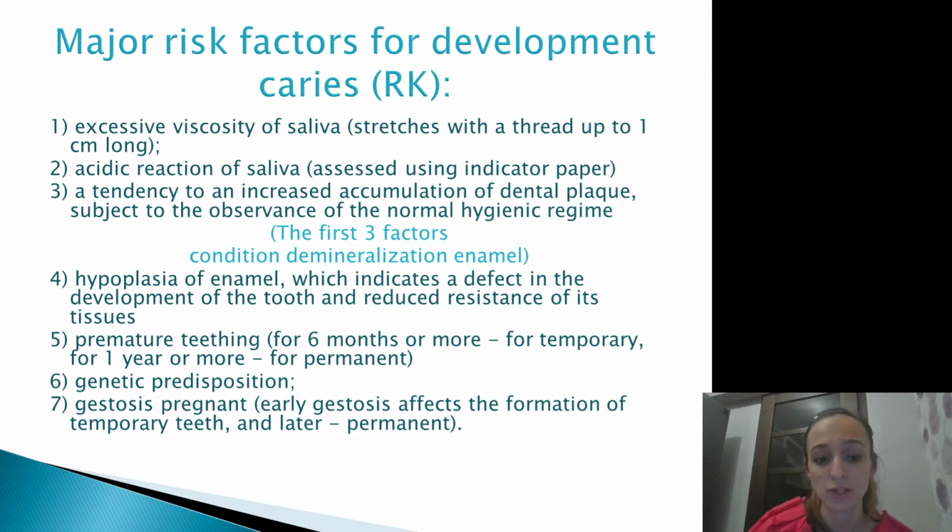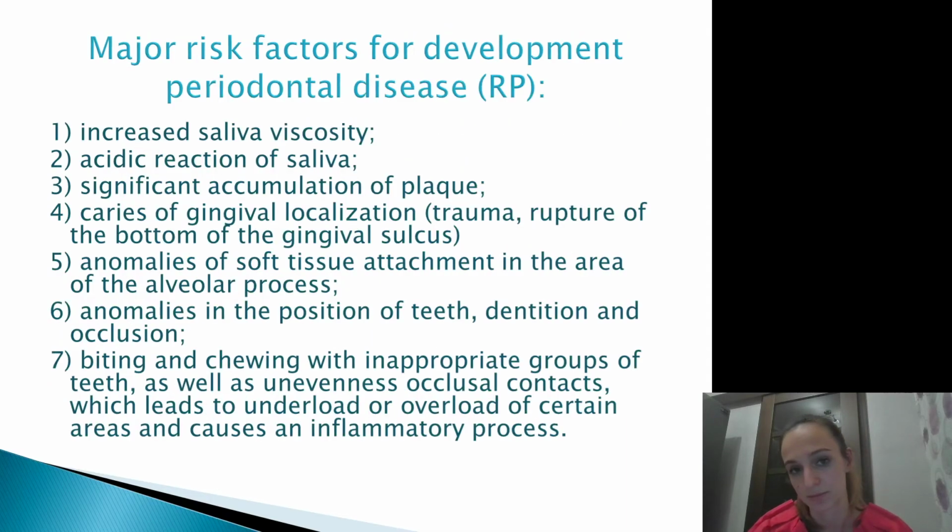Then premature teething, for 6 months or more for temporary teeth, and for 1 year and more for permanent teeth. Genetic predisposition, and gestosis of pregnancy, so early gestosis affects the formation of temporary teeth and later permanent teeth. Major risk factors for development.